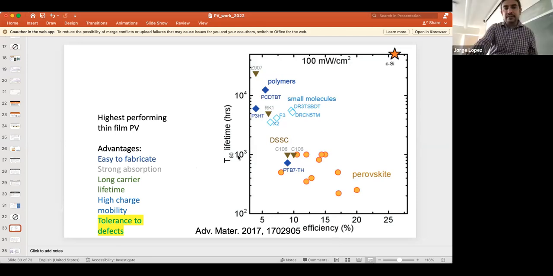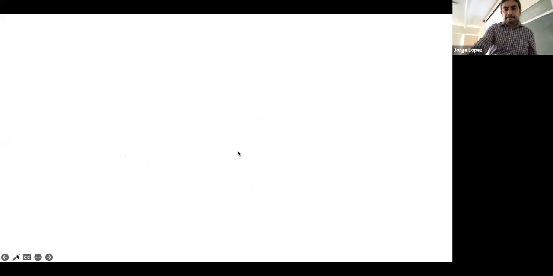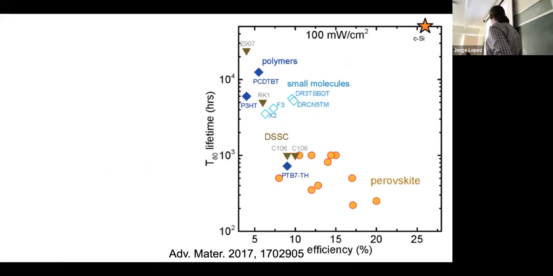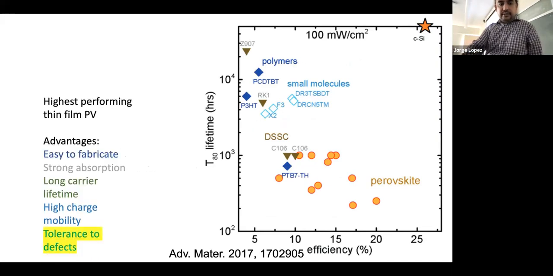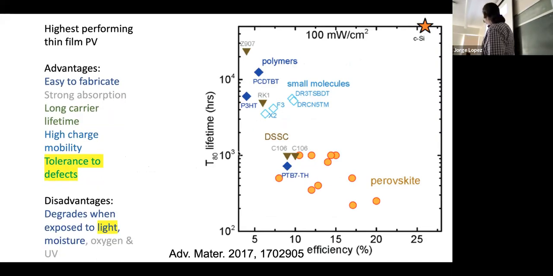Now this is one that has an animation. Let me show the animation by going over here. This is the efficiency versus the timeline, how many hours it takes for it to be reduced to 80% efficiency. So this is the animation that I wanted to show you. This is the disadvantage of perovskite solar cells. It degrades when exposed to light. So that's probably a bad thing to have in a photovoltaic cell, right? If you expose it to moisture, oxygen, or UV light, it degrades. So that's why this is hidden.